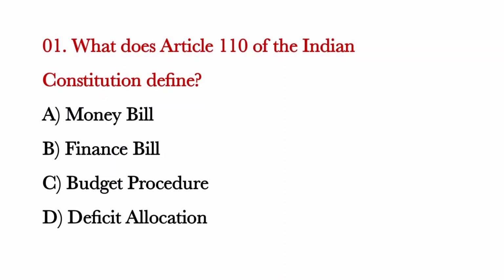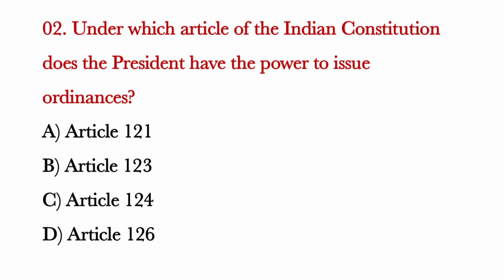What does Article 110 of the Indian Constitution define? Correct answer is option A, money bill. Under which article of the Indian Constitution does the President have the power to issue ordinance? Correct answer is option B, Article 123.